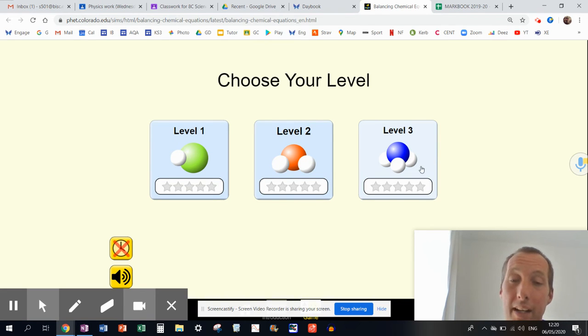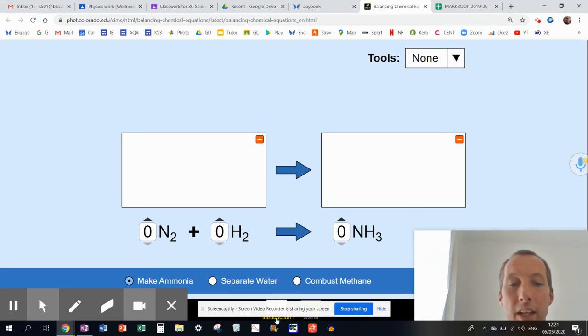This is going to be the practice ready for the second task on Google Classroom, which is going to be a sheet where you're going to be filling in balanced equations. That's the one that I'm going to be marking. This one I'm not marking, but you need to do it to get yourself good enough to do the piece of work that I'm going to be checking.